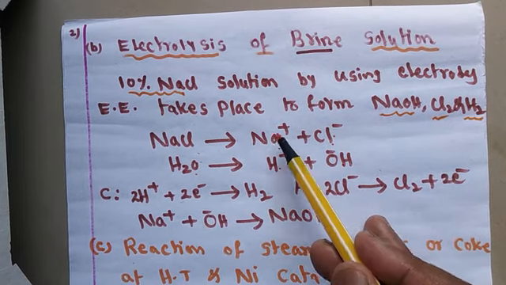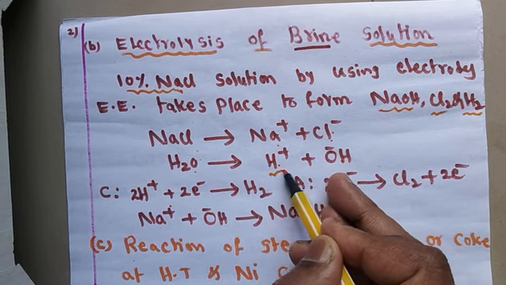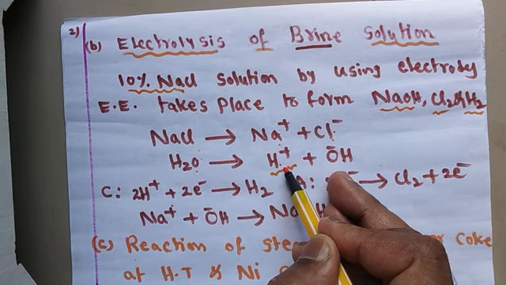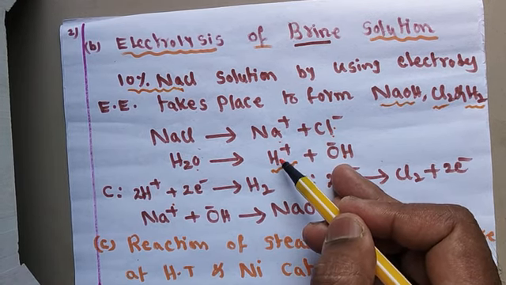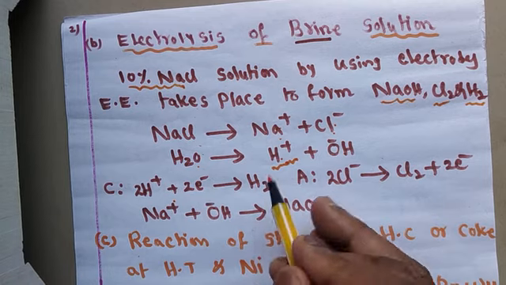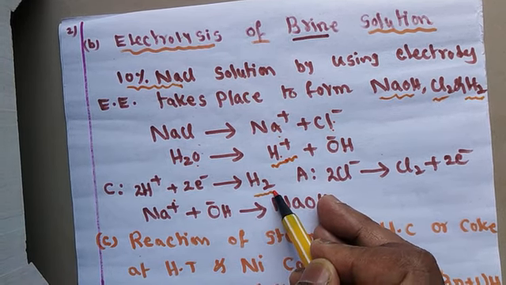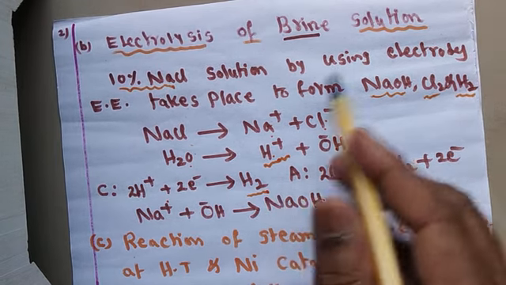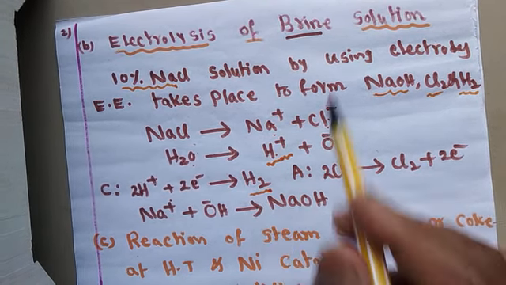Both the cations reach the cathode, children. But here H plus ion is preferable and undergoes reduction. According to discharge potential values, H plus is preferable. Therefore H plus ion undergoes reduction. What happened? At the cathode, hydrogen gas is liberated. That is your requirement, the manufacture of hydrogen gas by using brine solution.